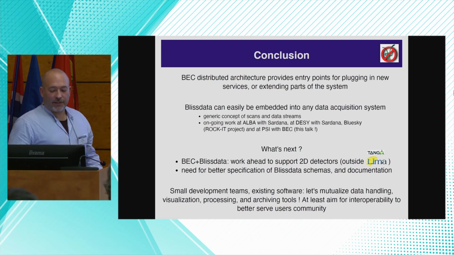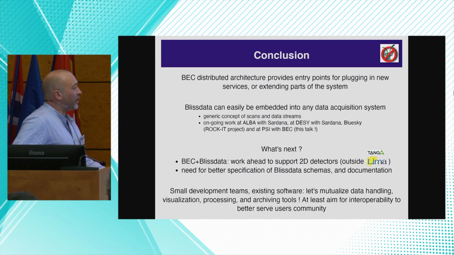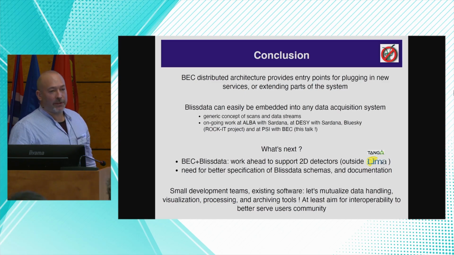So what's next? There is quite some work to have Beck plus Bliss data complete with 2D detector support. Of course, if you use Tango and Lima and Bliss data, you have it: 2D data is straightforward and works out of the box. But as I said here, it needs a plugin. And we, the Bliss data people, should probably write a better specification of the schemas and more documentation. But this is easily doable.